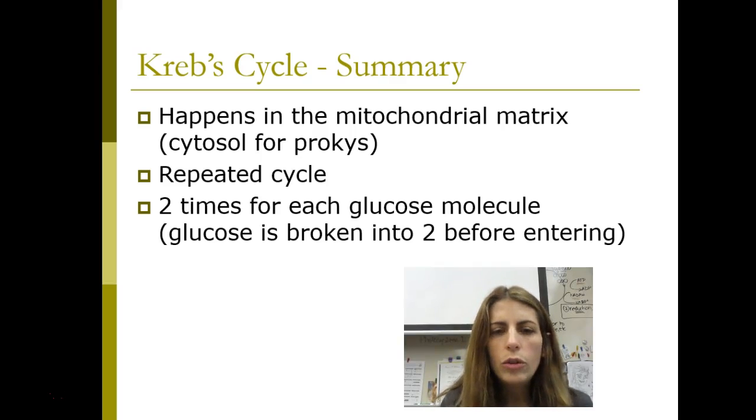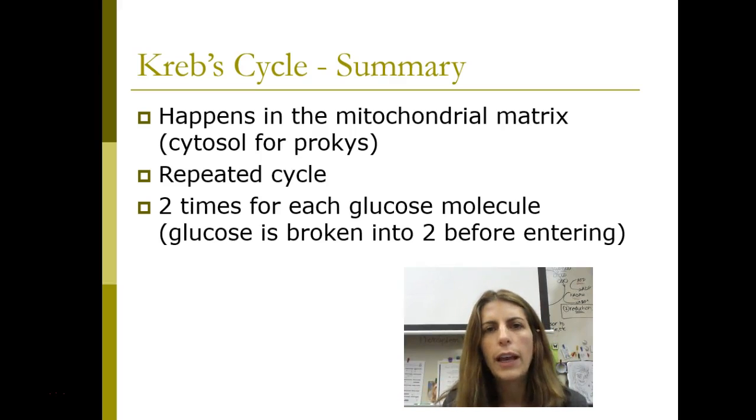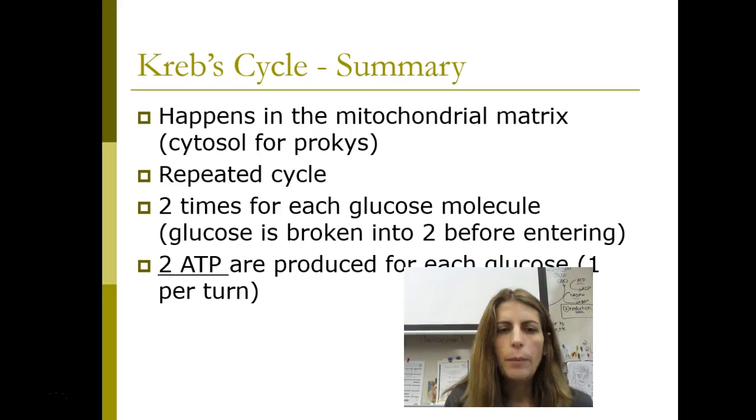So it happens 2 times for every glucose molecule. And glucose is broken into 2 before entering, remember. So even before it entered, we had broken it down into pyruvate and then pyruvic acid, and then ultimately into acetyl-CoA before it enters the Krebs cycle. 2 ATP are produced for each glucose per turn.